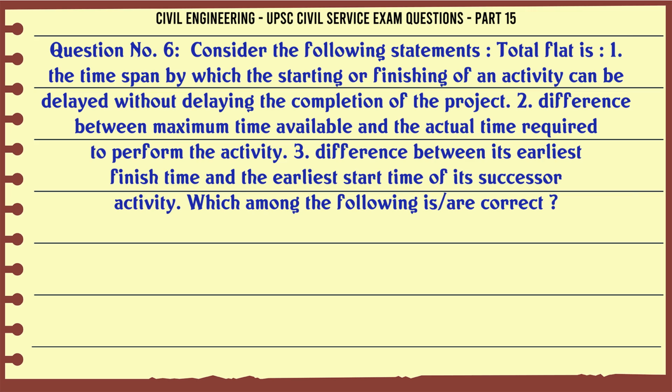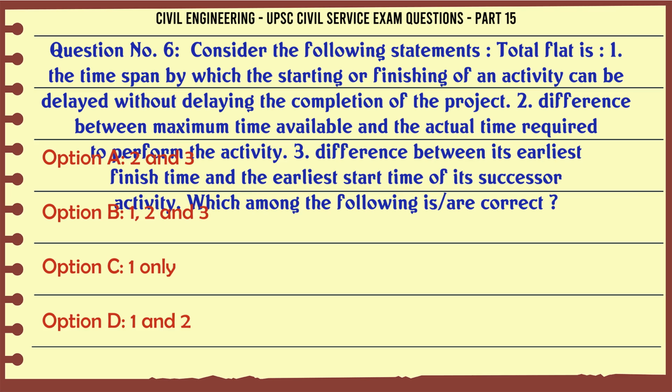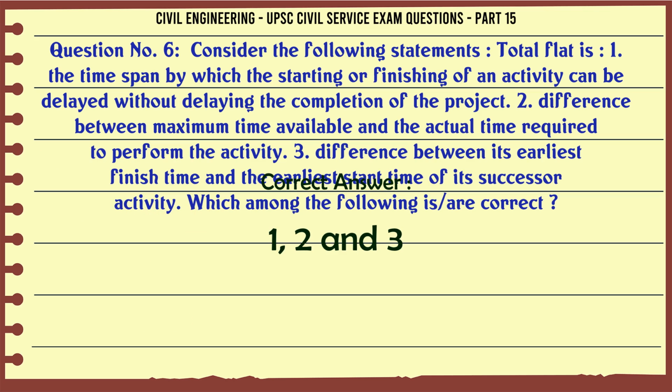Consider the following statements. Total float is: 1. The time span by which the starting or finishing of an activity can be delayed without delaying the completion of the project. 2. Difference between maximum time available and the actual time required to perform the activity. 3. Difference between its earliest finish time and the earliest start time of its successor activity. Which among the following is correct? A. 2 and 3. B. 1, 2 and 3. C. 1 only. D. 1 and 2. The correct answer is 1, 2 and 3.